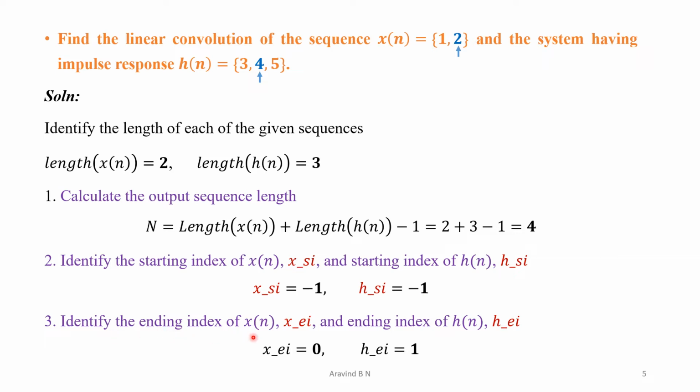Identify the ending index of x of n and ending index of h of n. That means I have to identify the position of the last element in each of these sequences. With respect to x of n, the last element itself is the 2 and 2 itself is the origin. Therefore, the position of the last element is 0. Then what about h of n? In h of n, the position of the last element is plus 1. So this is origin, position 0, then this is position 1. Therefore, the position of the last element in h of n is 1. Therefore, h underscore ei is equal to 1.